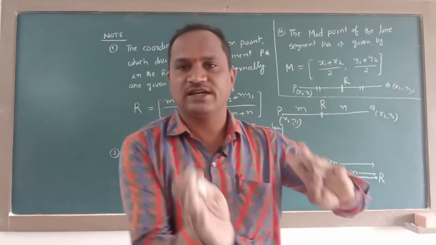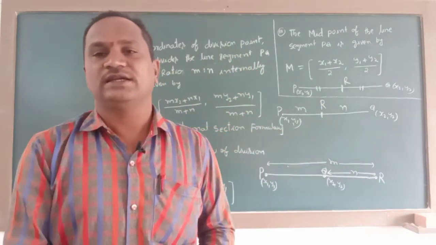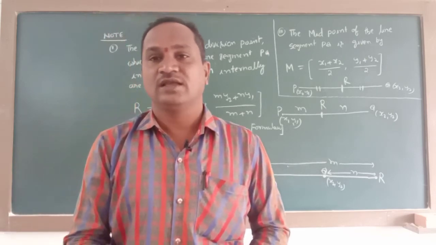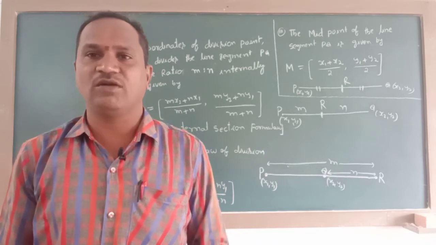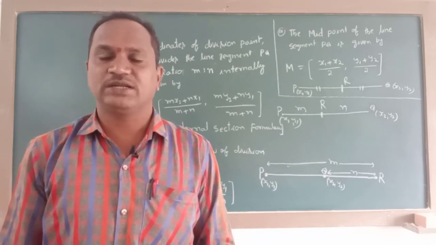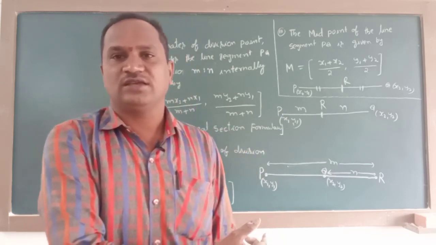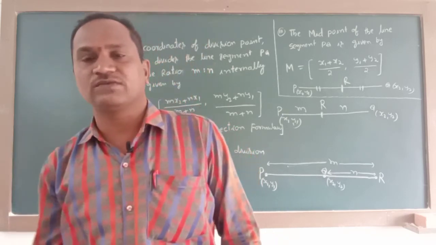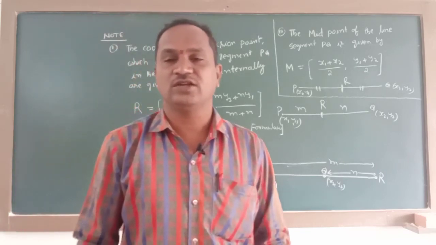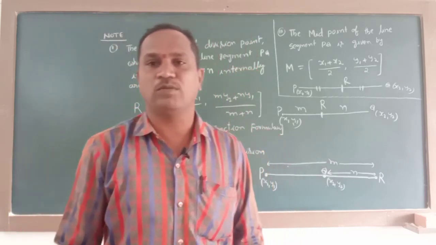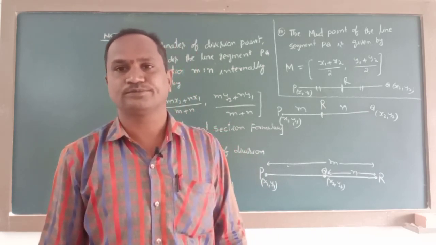Equal parts means the division point is the midpoint. If it is in some ratio, with some parts on this side and some parts on that side, it is internal or external. Based on where the division point lies, we use a section formula. If the division point lies between, we use internal. If it lies outside, we use external. Those formulas we use to solve different types of problems in case of division or section formula.